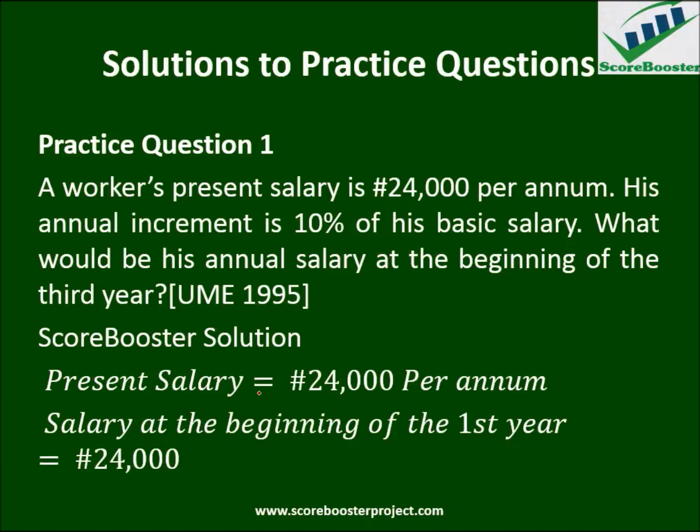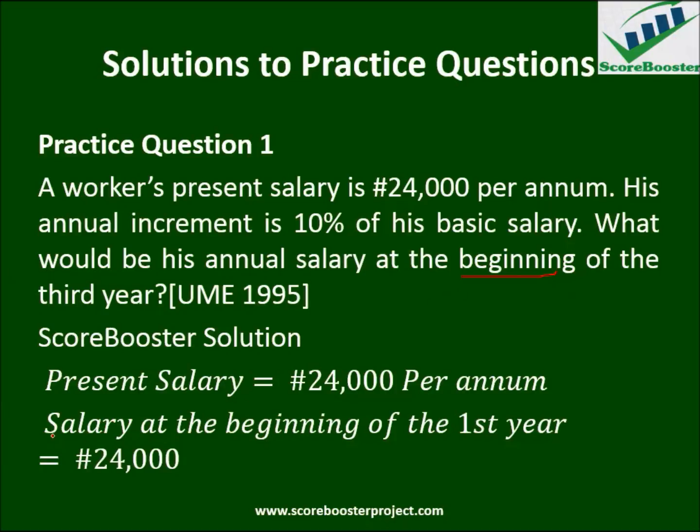So the present salary is 24,000 per annum. At the beginning of the first year, the salary is 24,000. Here we were asked to calculate the annual salary at the beginning of the third year. So we start counting from the beginning of the first year.